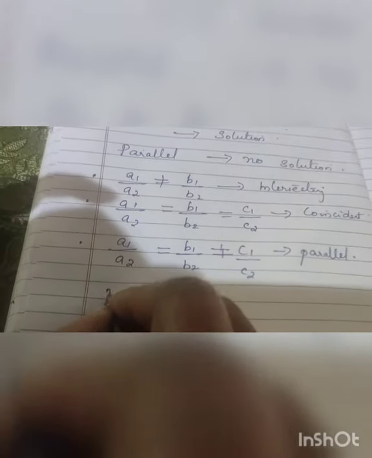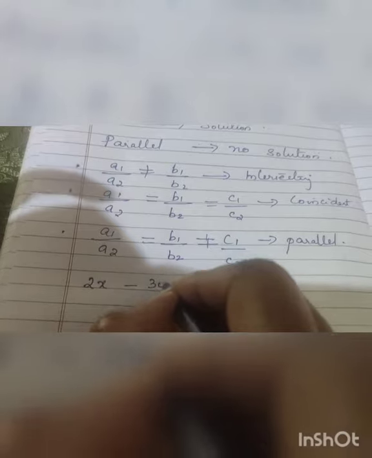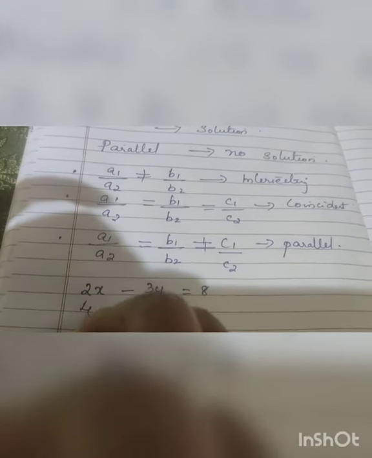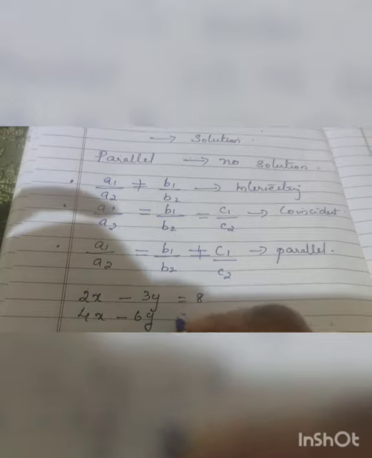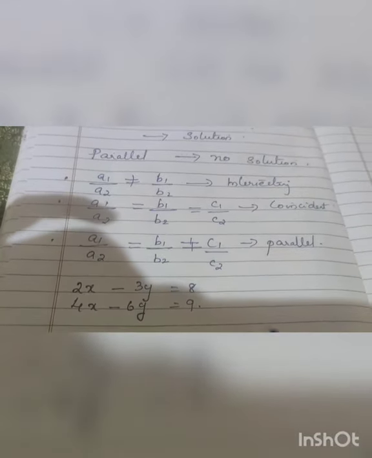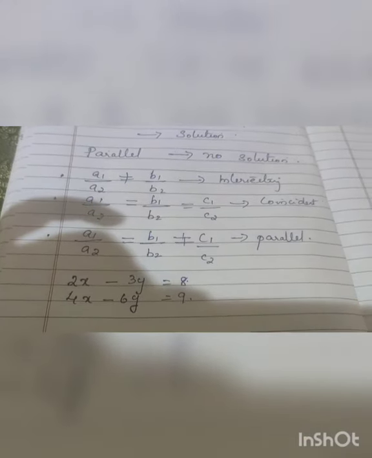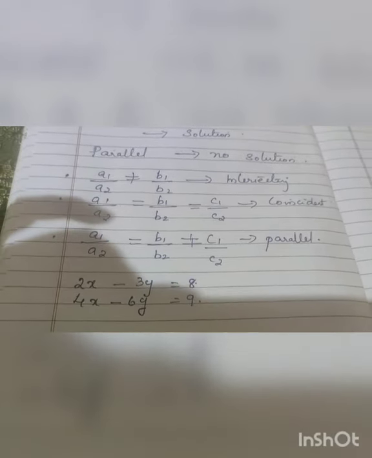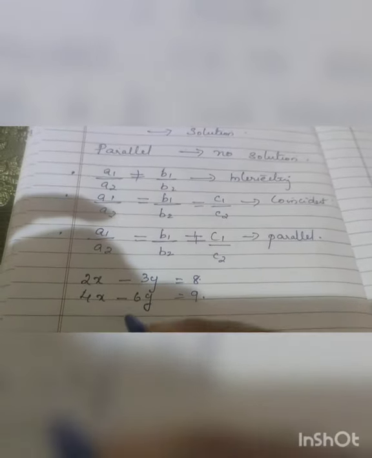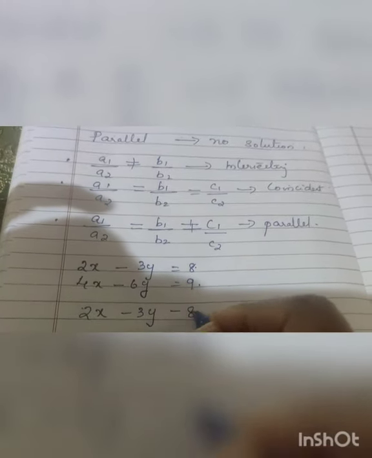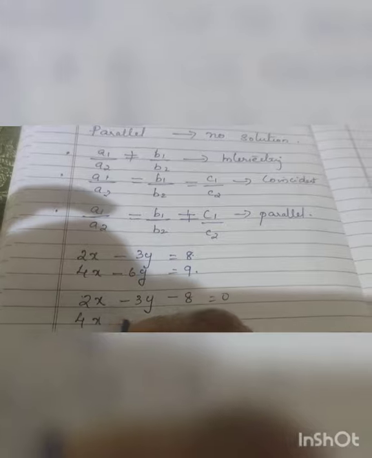Suppose we have the equations 2x minus 3y is equal to 8, 4x minus 6y is equal to 9. First of all, we have to check whether the given equations are in general form or not. The general form is a1x plus b1y plus c1 is equal to 0, a2x plus b2y plus c2 is equal to 0. If it is not in general form, we have to convert it into general form. So the equations become 2x minus 3y minus 8 is equal to 0, 4x minus 6y minus 9 is equal to 0.